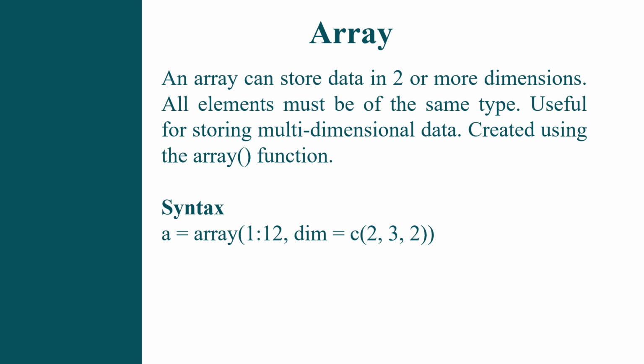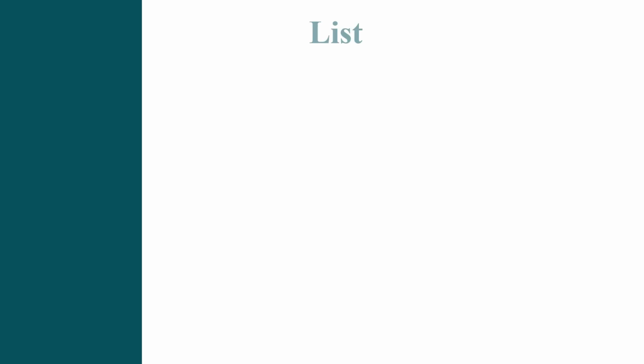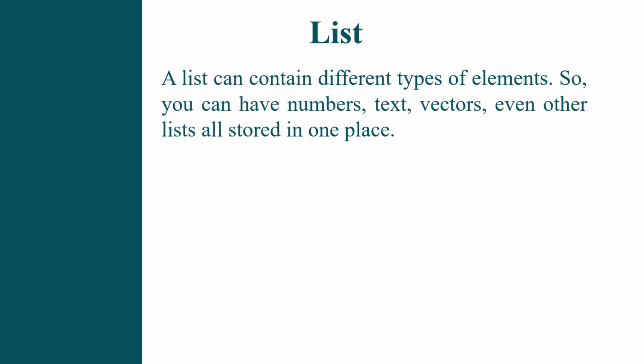Now we move to a more flexible structure, the list. A list can contain different types of elements. So you can have numbers, text, vectors, even other lists all stored in one place. Here is an example. I'm using the list function and then I am putting a numeric value, then a string, and then a combination of numeric values. So this creates a list with a number, a string and a vector. Lists are great when you want to bundle different types of data together.